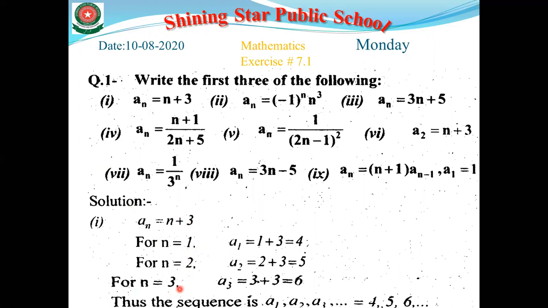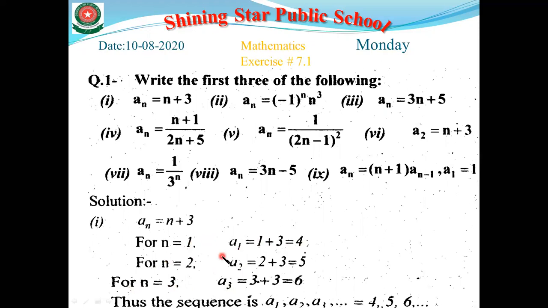When we put n equals to 1, it gives us the first term. When we put n equal to 2, it gives us the second term. And when we put n equals to 3, it gives us the third term. Now, when we put n equals to 1, we replace the n with 1. So 1 plus 3 is 4. It means a1 is 4, and a1 means the first term.